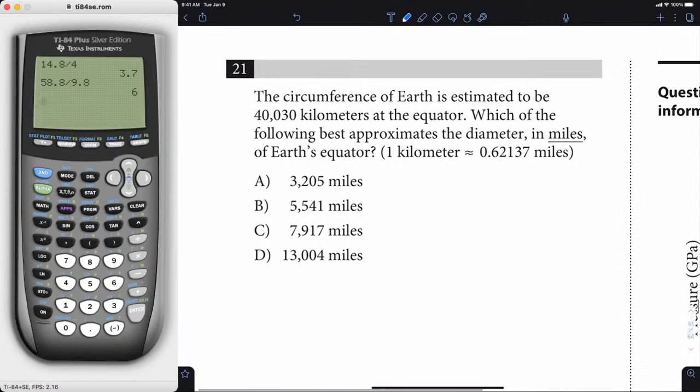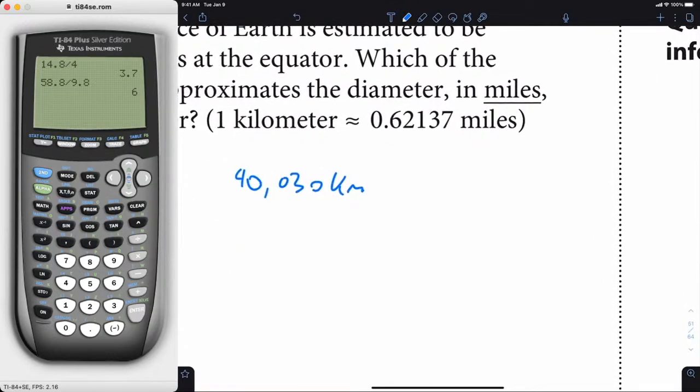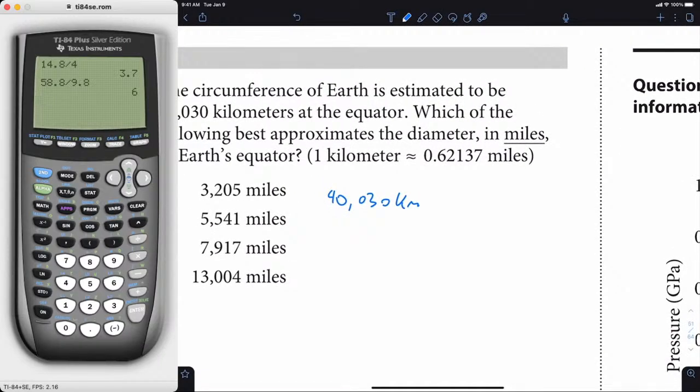The circumference of Earth is estimated to be 40,030 kilometers. And I already know this is going to be a conversion factor problem, and I know that because they give us this little parenthetical statement of equivalence, or I guess an estimation because they use that little squiggly, but you get the point. It's an approximation, so they're kind of telling us that we are going to need to use a conversion factor, dimensional analysis, whatever you want to call it. So let's go ahead and do that.